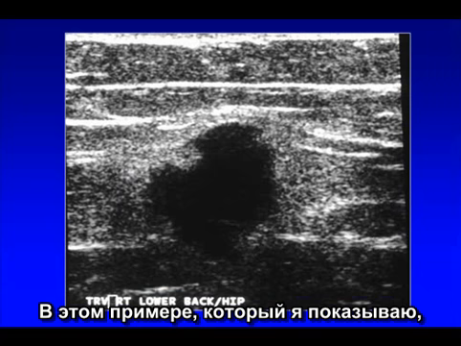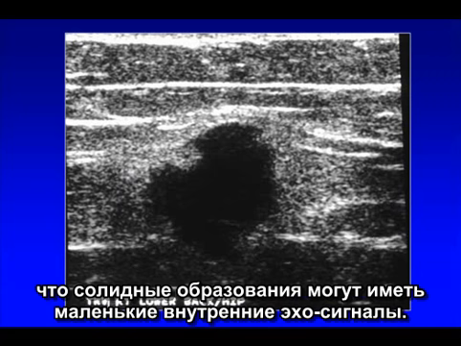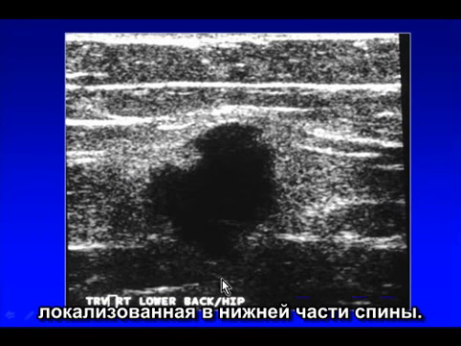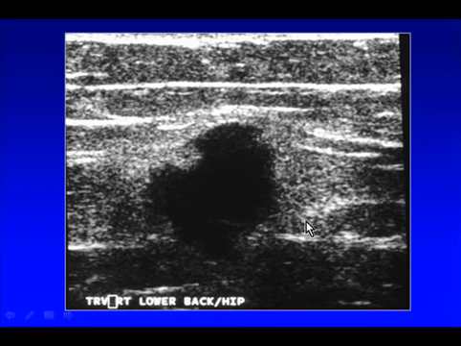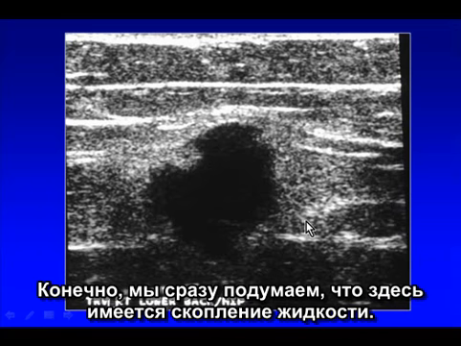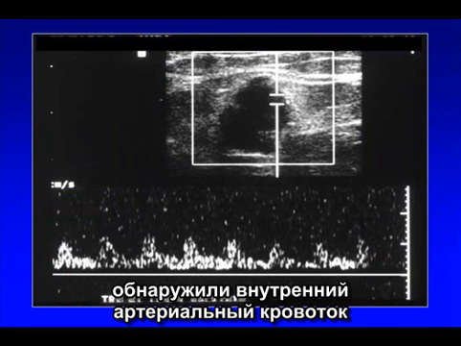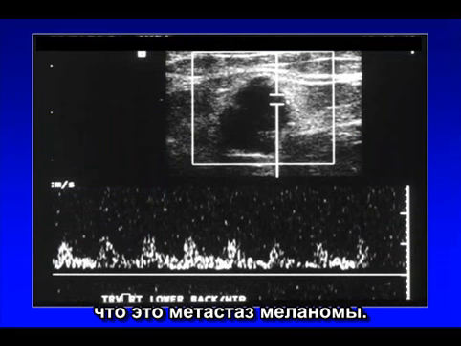This example I show to illustrate that solid lesions may have little or no echoes within them. This is another melanoma patient who presented with a mass in the lower back, and we see this irregularly shaped mass. Now, we initially thought it was a fluid collection, but then we put on the Doppler, and there was internal arterial flow within this lesion, and it is a proven melanoma metastasis by biopsy.